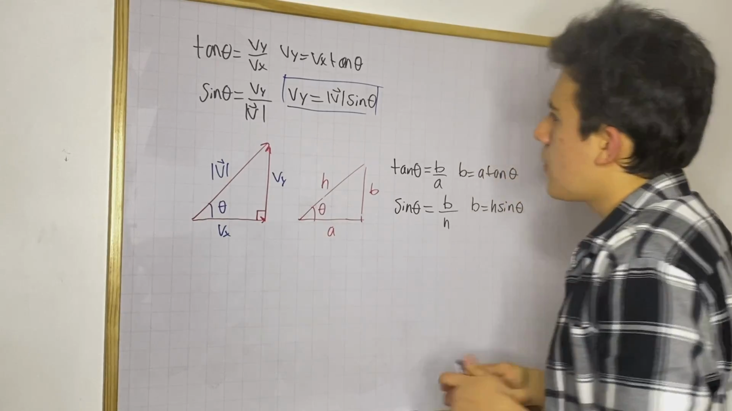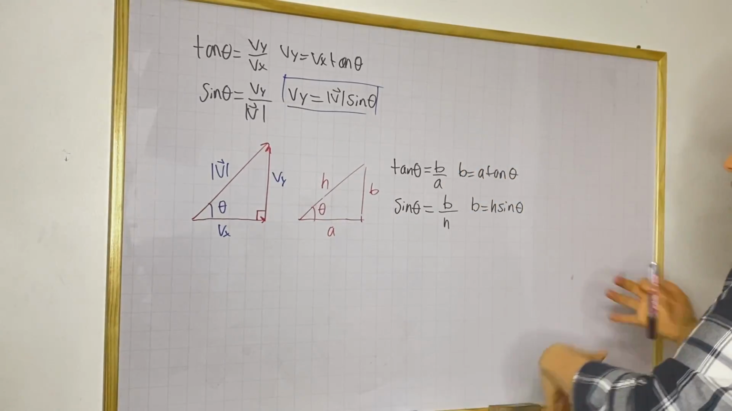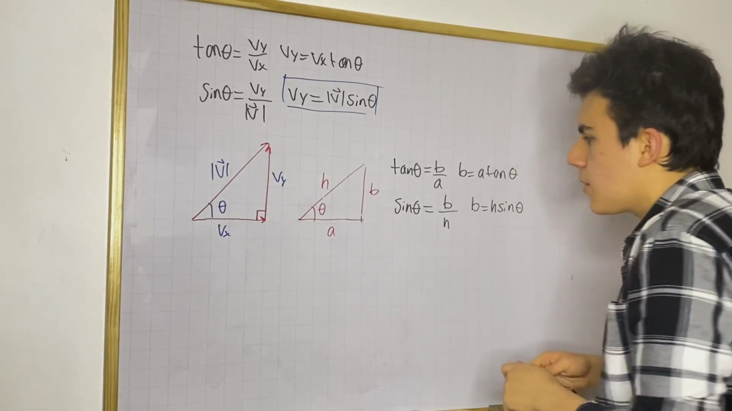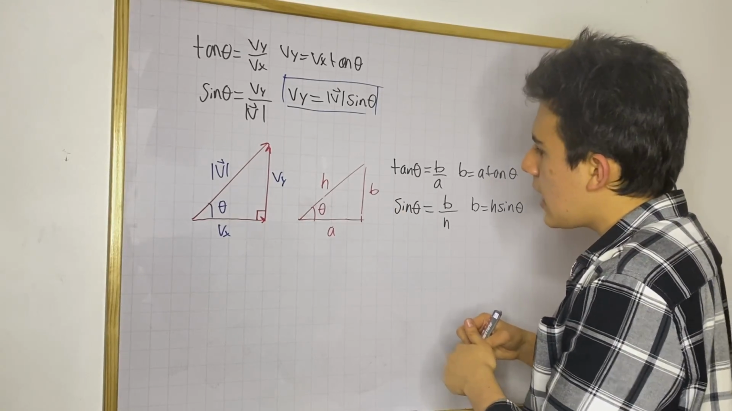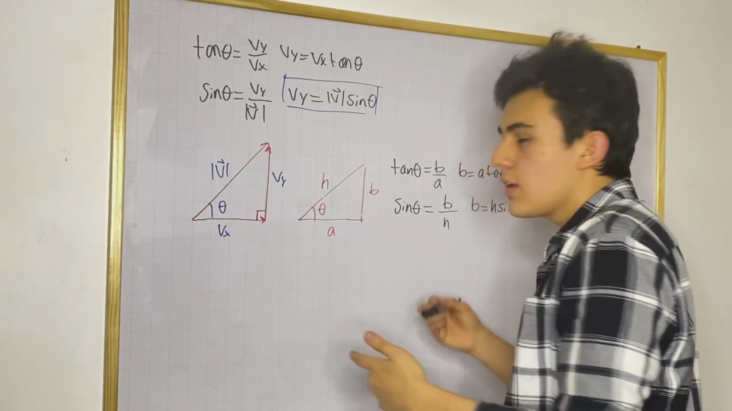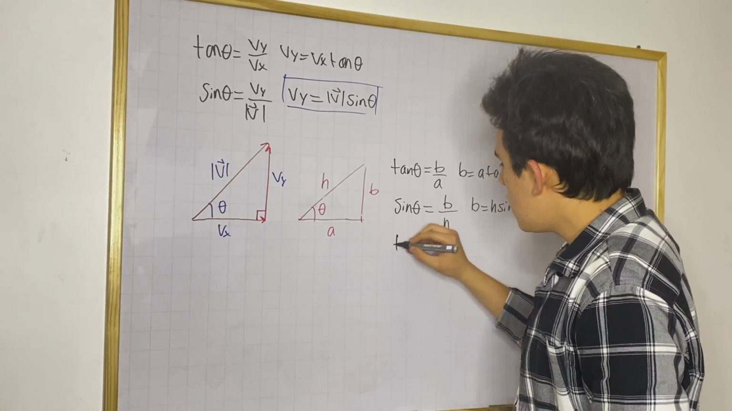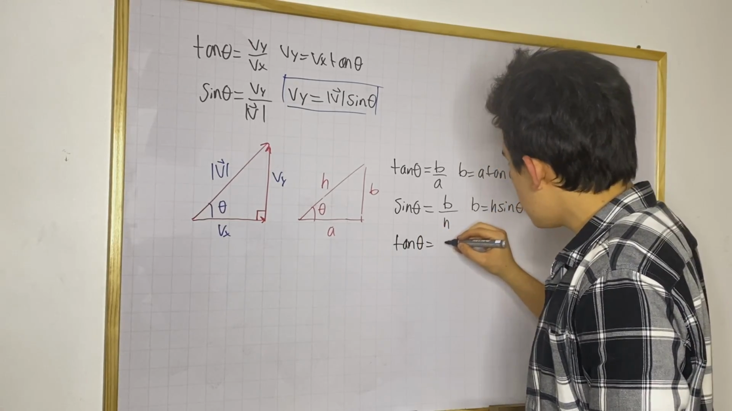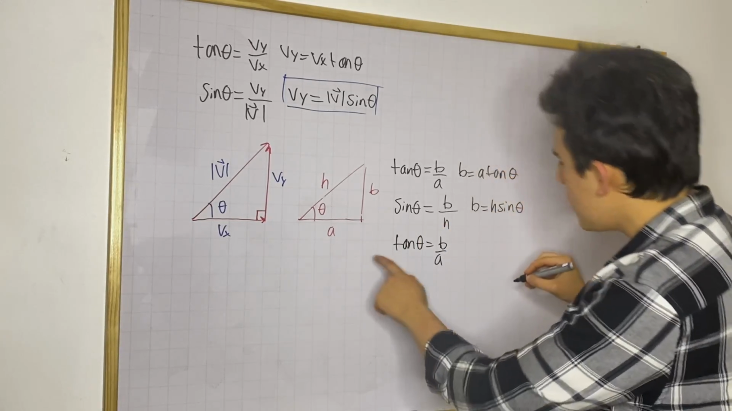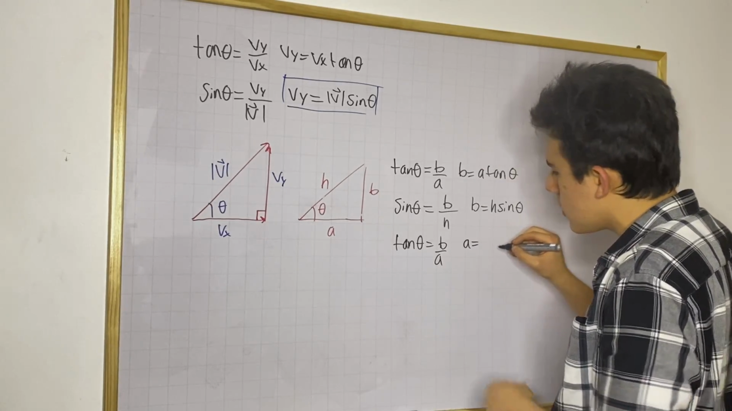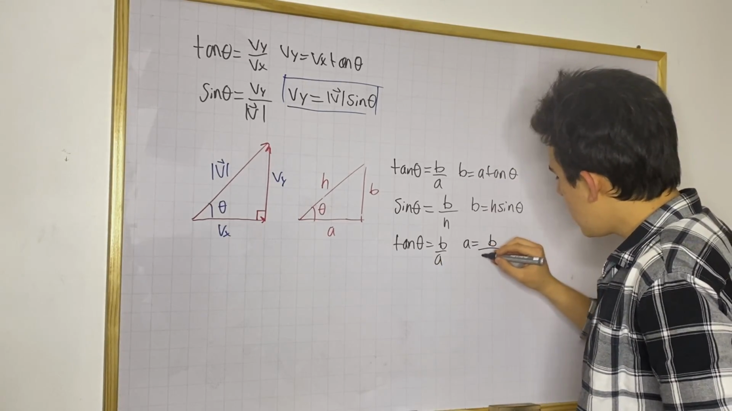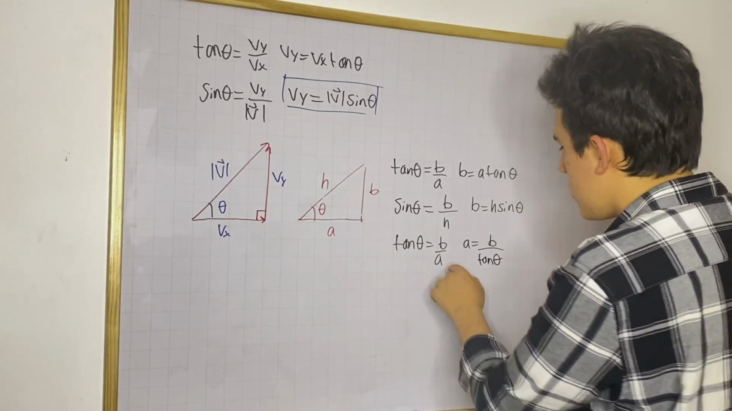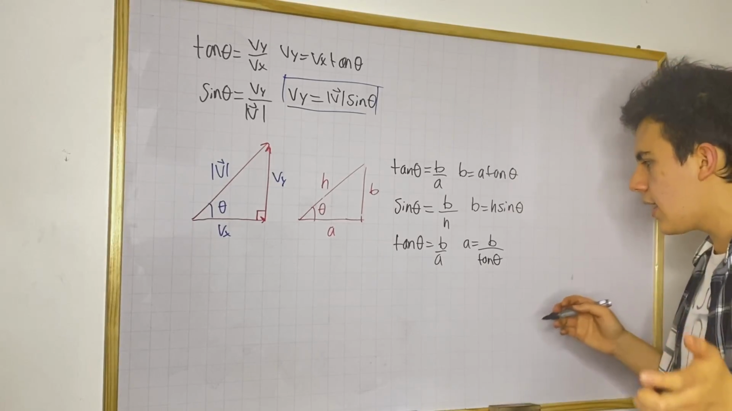Now, let's go with the other one. For example, what about Vx? Well, it's the same idea as if we try to find A here. So if we wanted to find A, what could we do? Once again, you could use tangent. Tangent of theta is equal to B over A, right? And we need to find A, so we're going to have that A is equal to B over tangent of theta. This is just basically normal algebra. You move this, then you divide by tangent theta, and you're good to go.